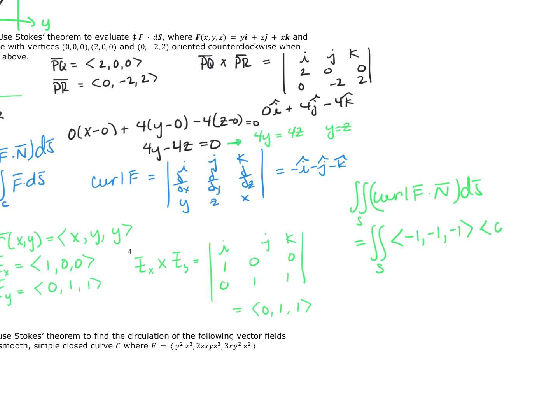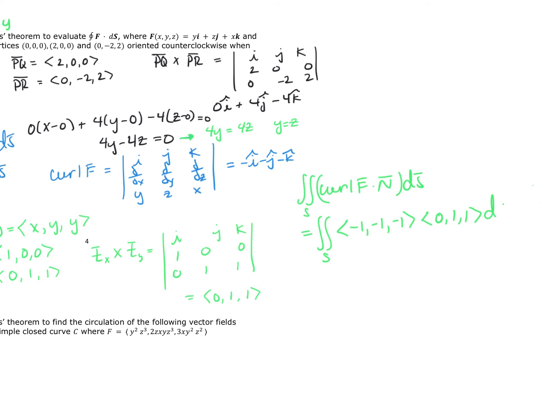My n is 0, 1, and 1, ds on the surface S. When I do this dot product, oh, let me make sure I've got my crosses here. So this gives me 0, and that's 0. This gives me 1. Cool, that gives me 0.